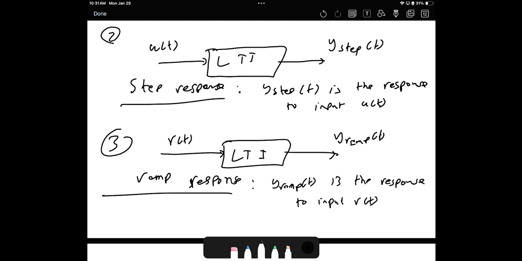So again, most likely these three inputs are very common to test our LTI system for validation, to make sure everything is fine. Most likely we use in real life impulse and step more than the ramp. But all of these three are important.